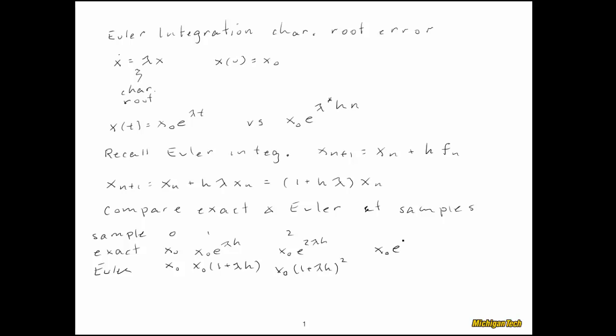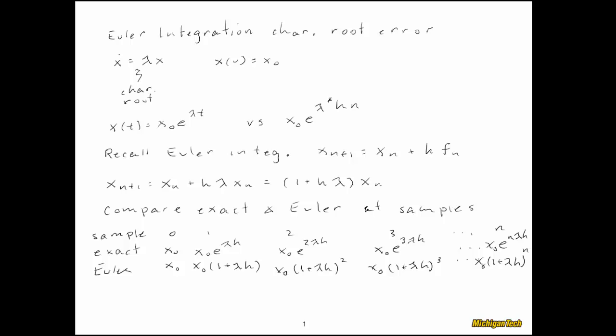Then we have a third sample point. We can keep doing this. So here's the approximate Euler solution, and now it's 1 plus lambda h cubed. That's the third sample, and then dot, dot, dot. We can go all the way to the nth sample, and it's useful to write that out. So e to the n lambda h, and x0 times 1 plus lambda h to the n.